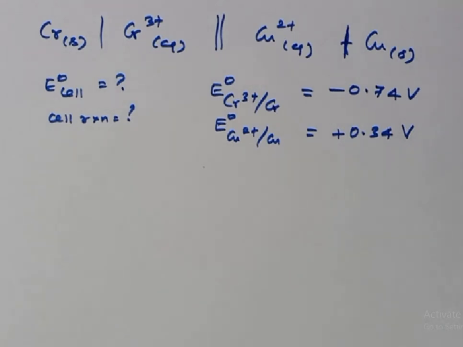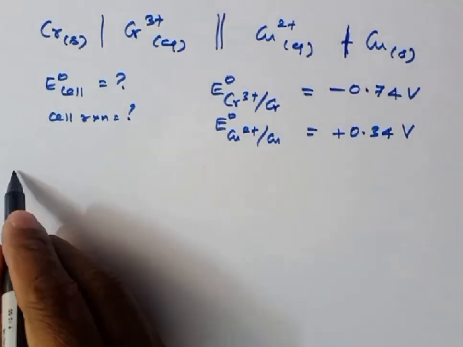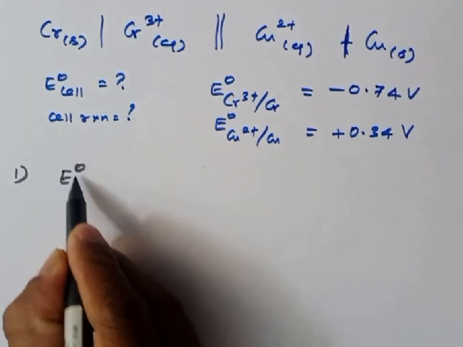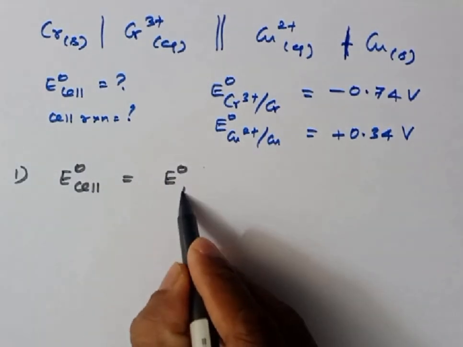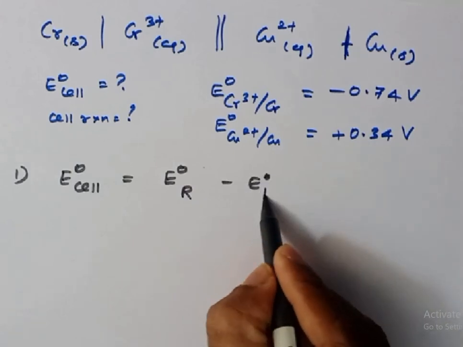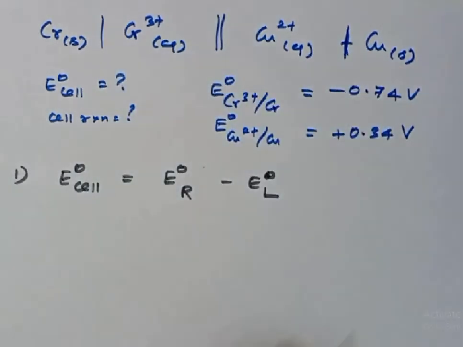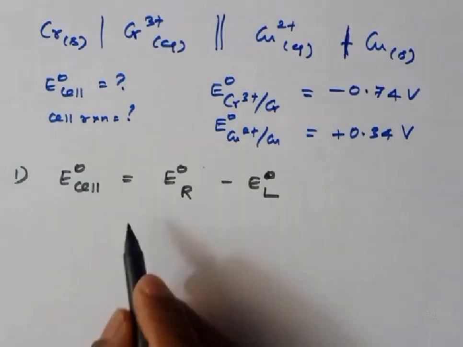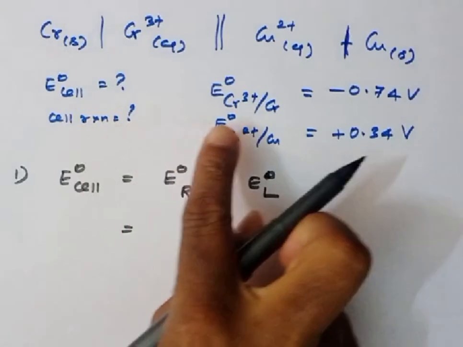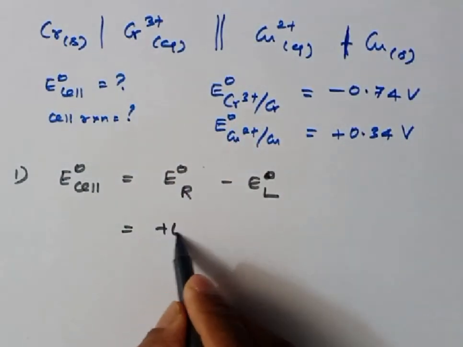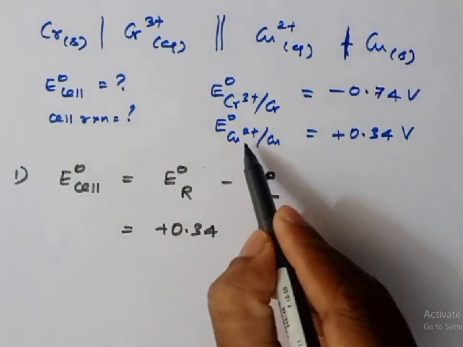This is also quite a simple task, so you can easily do that. I will also write here. So to calculate standard cell potential, this simple formula is E naught right minus E naught left, because the cell representation is given, so you can write directly, right? So on the right hand side, the reduction potential of the right hand side electrode is given here, plus 0.34 volt. Students, observe carefully.